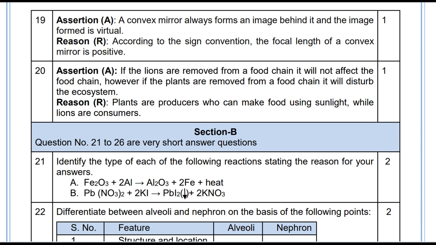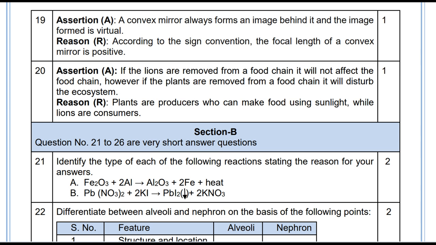Question 20. Assertion A. If the lions are removed from a food chain, it will not affect the food chain. However, if the plants are removed from a food chain, it will disturb the ecosystem. Reason R. Plants are producers who can make food using sunlight while lions are consumers. Correct answer is D. A is false but R is true.